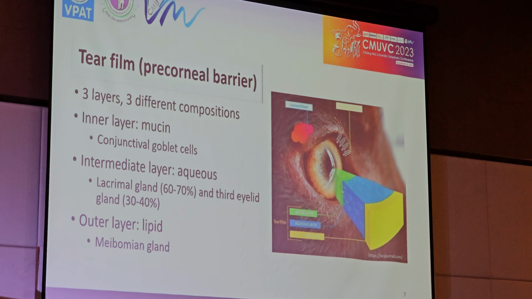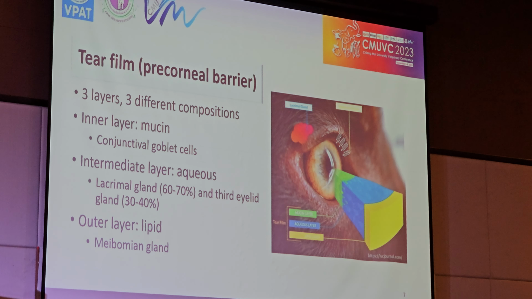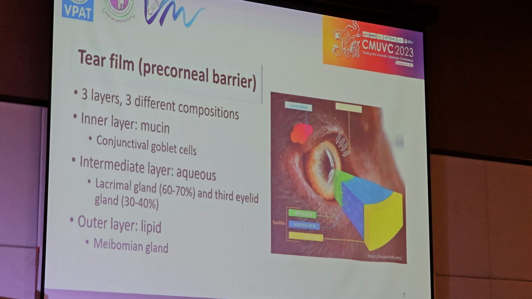So let's move to the physiological barriers. The first physiological barrier is the eye's primary line of defense called the tear film. The cornea itself does not have blood vessels, and therefore it relies on the tears to bring oxygen and nutrients to the cells of the eye.